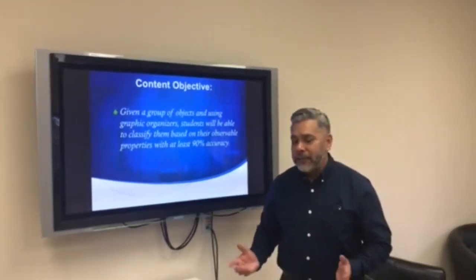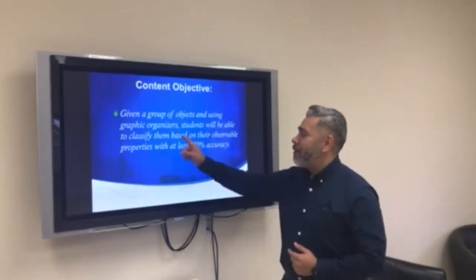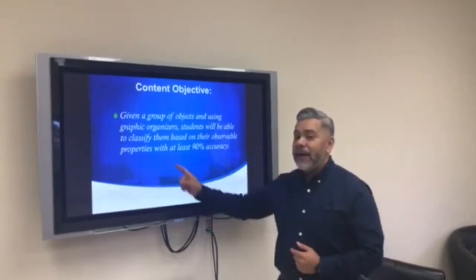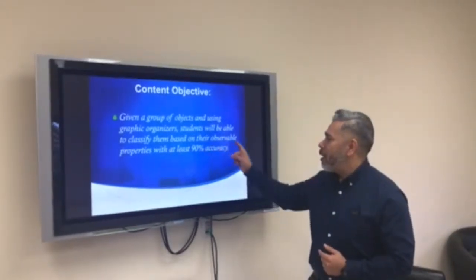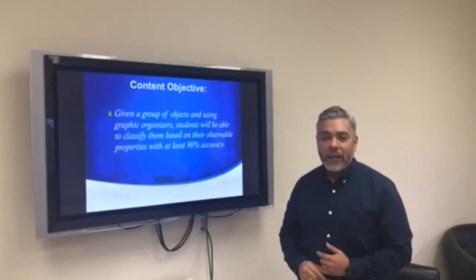At the end of this lesson, given a group of objects and using graphic organizers, students will be able to classify them based on their observable properties with at least 90% accuracy.